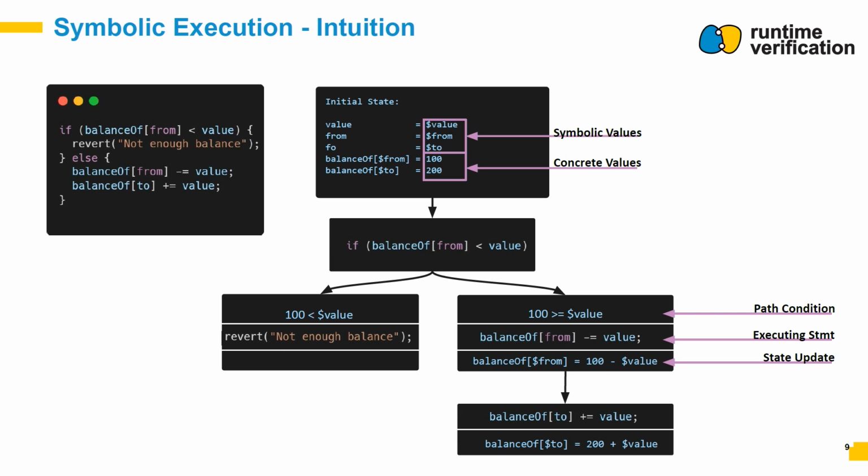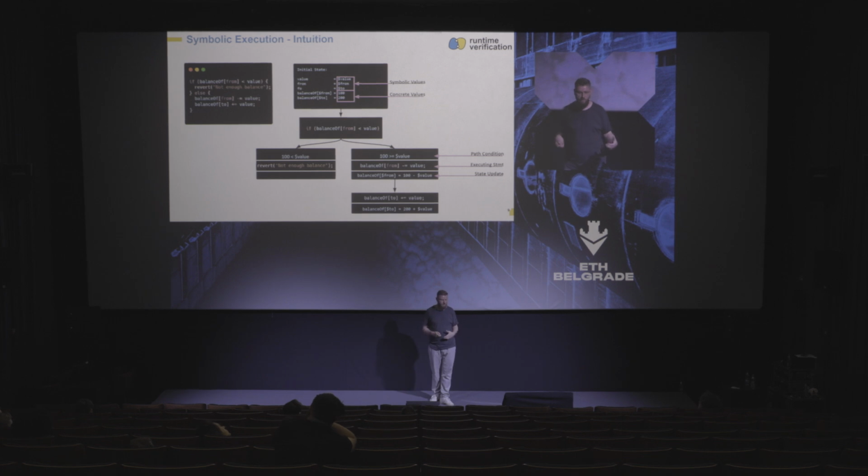So let's take this example snippet. This snippet could be part of a transfer function. It first checks: is the value that we want to transfer greater than the balance that I have? Then it reverts, or in the other case, it transfers tokens from one address to another address. Now, I tell you to execute this code mentally from an initial state where we don't know the receiving address, we don't know the sending address, and we don't know the value that we are going to transfer. But we know that the from address has a concrete balance of 100, and the receiving address has a concrete balance of 200.